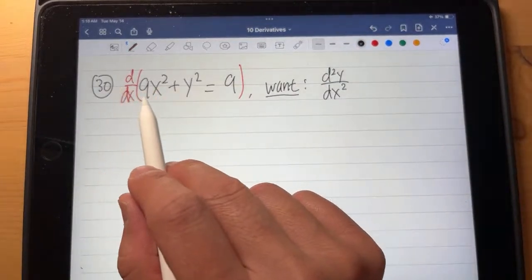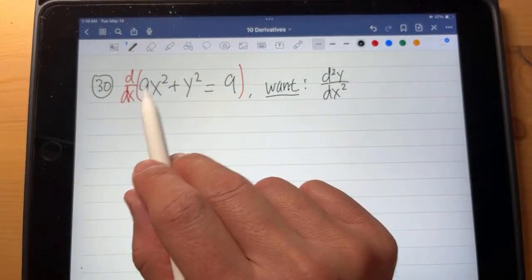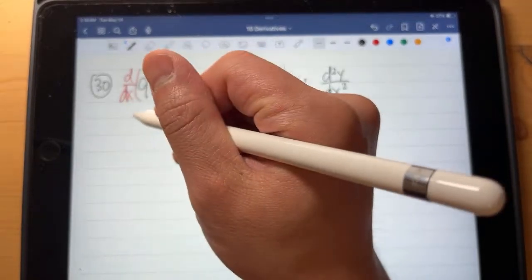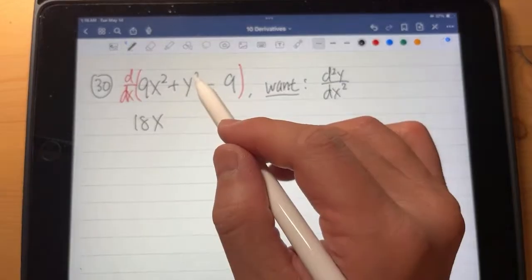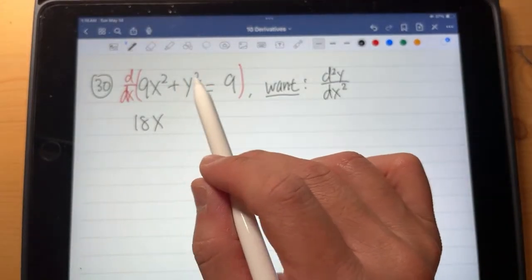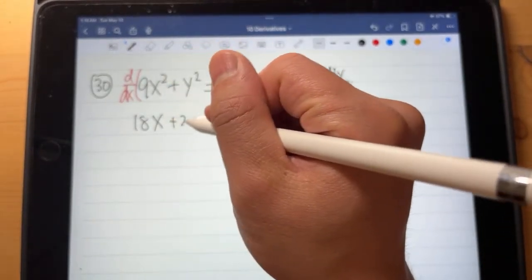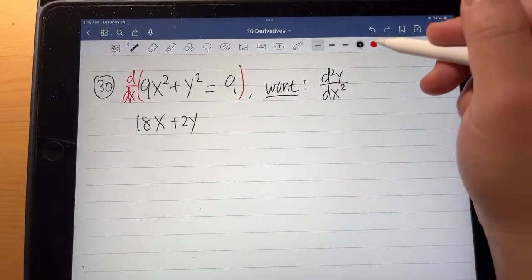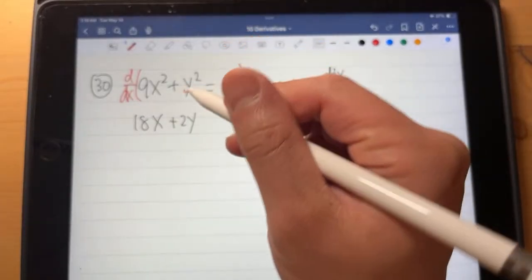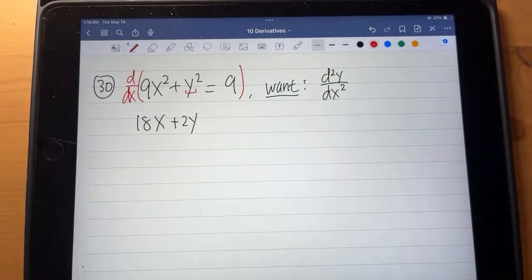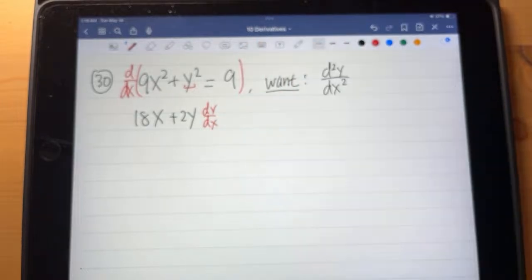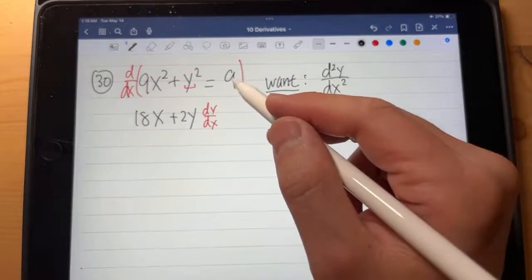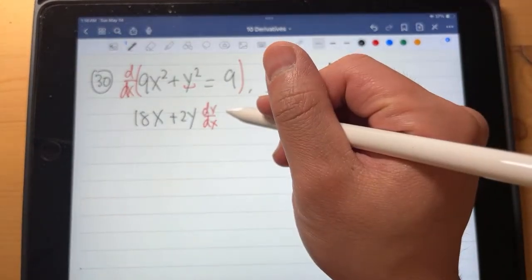Now, for the first term, we can just bring the 2 to the front and then minus 1, so we get 18x. But for the next one, we bring the 2 to the front, minus 1, we first get 2y. However, we will have to multiply by the derivative of y with respect to x. And that's exactly how we get the dy dx here. Then the derivative of 9 is just 0, so this is equal to 0.